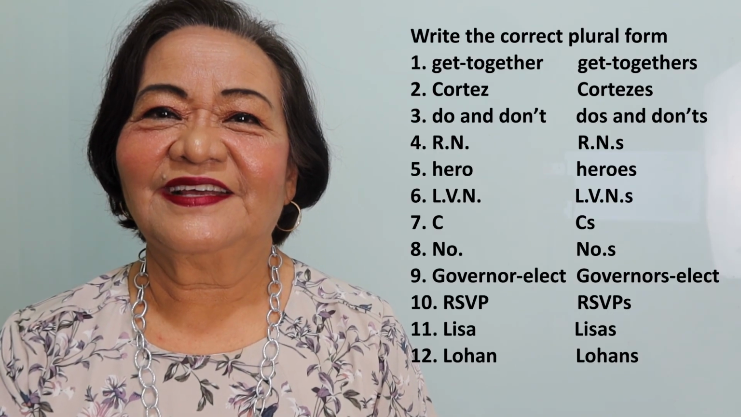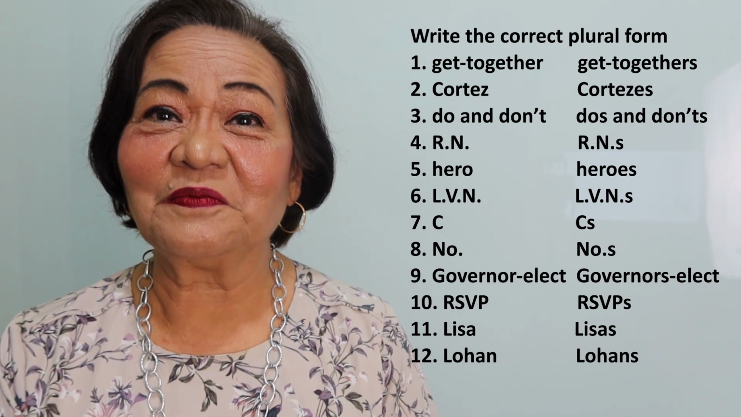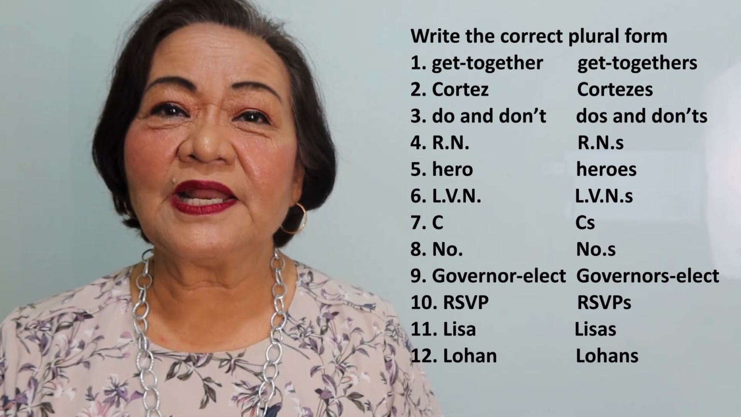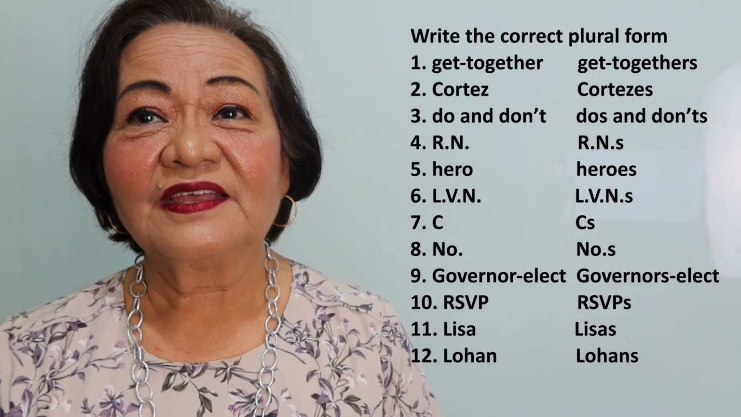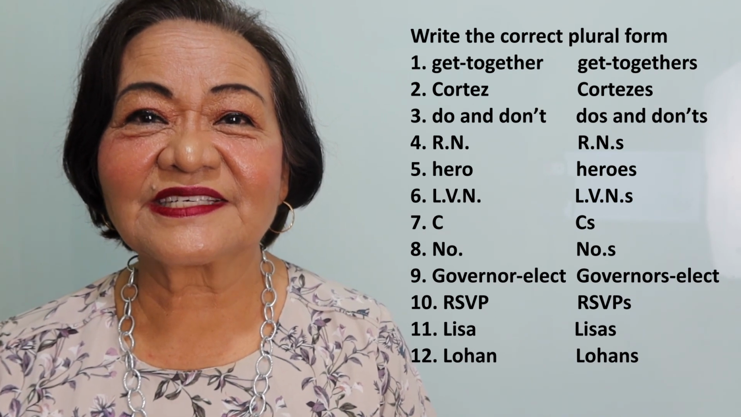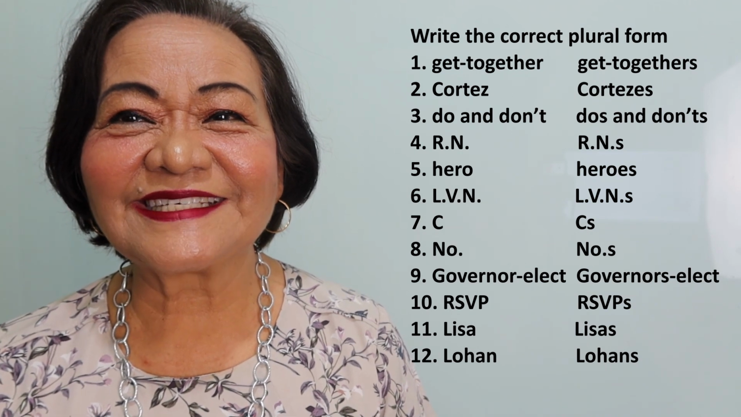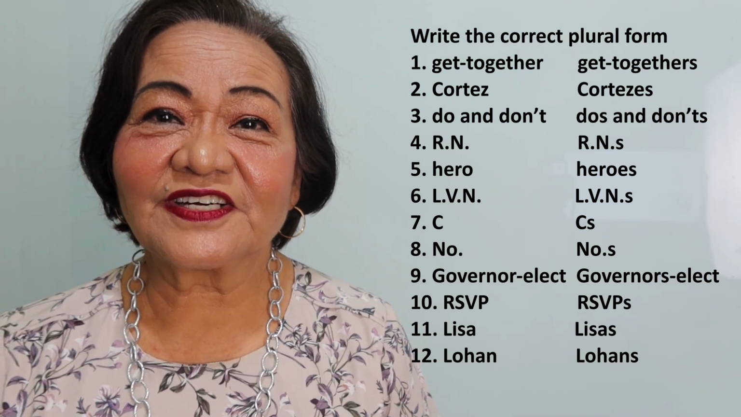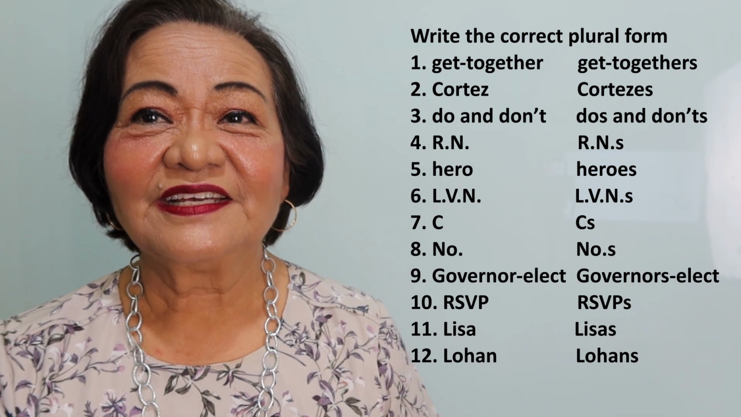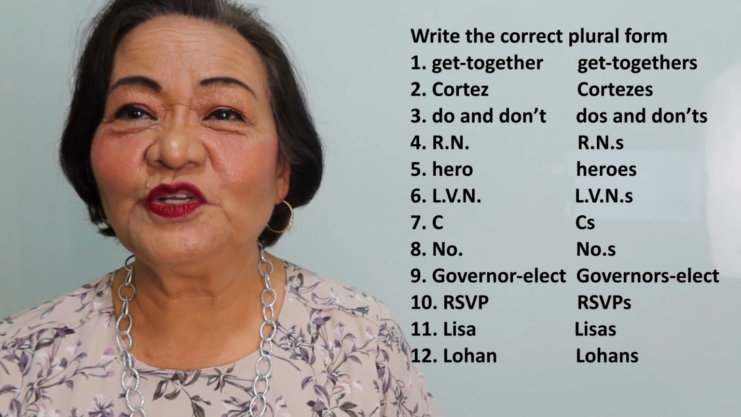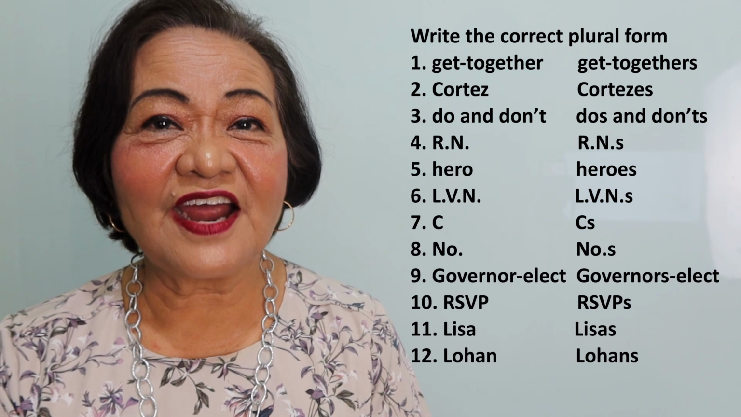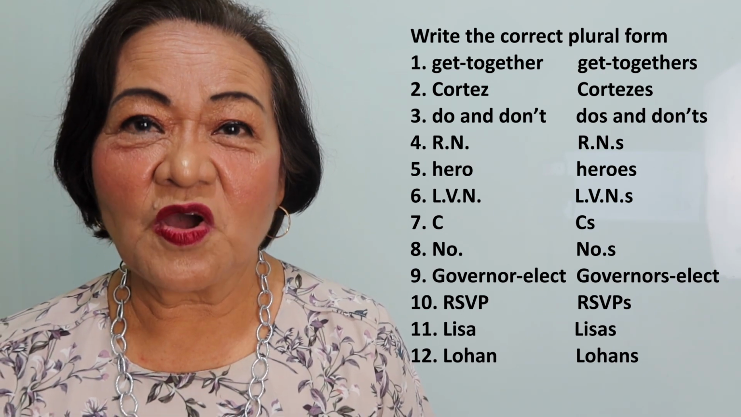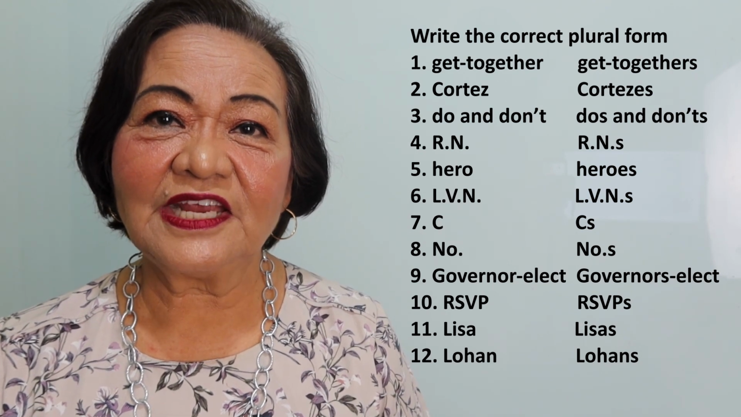The word get-together. Do you remember when the noun starts with a verb, the last word is pluralized. So, get-togethers. The plural of Cortez. Cortez is a name. You pluralize it by adding es and you pronounce it iz. Cortezes. Now, if you are attending a seminar, on the first day, your coordinator will discuss do's, small s, and don'ts, small s after T. Do's and don'ts. Then, abbreviation RN, give it a small s after the N, RNs. And then heroes, ES, hero, heroes.